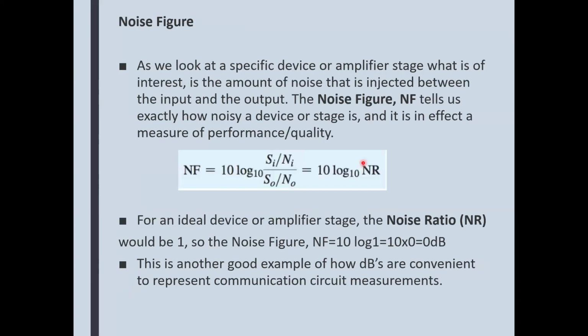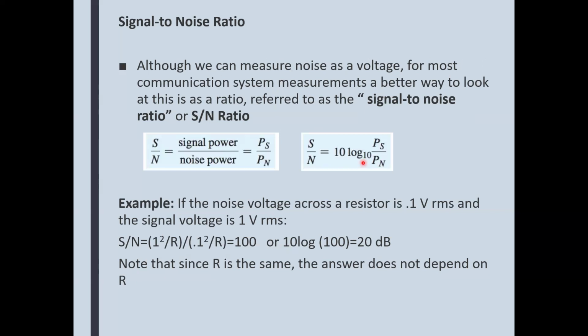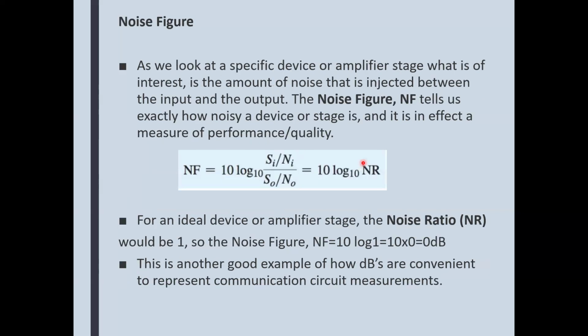Oh, I wonder what the next slide is going to be. Noise figure. So first we were talking about noise, signal to noise ratio. Now we're going to talk about noise figure. As we look at the specific device or an amplifier stage, what is of interest is the amount of noise that is injected between the input and the output. So basically what we're talking about, a noise figure, is a figure that describes how much noise the amplifier actually adds just by passing the signal through it.